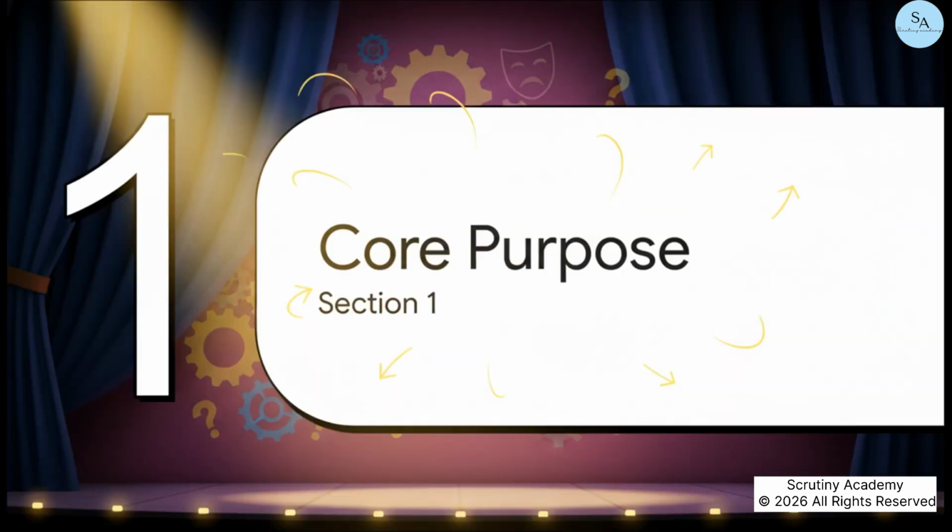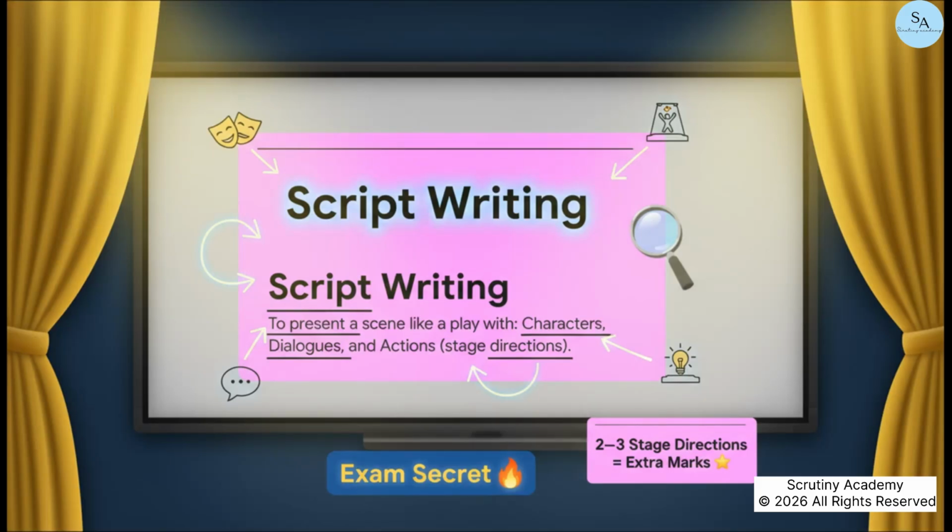Okay, first things first, let's talk about the absolute foundation, its core purpose. Before you can master the rules, you've got to understand why a script is written in such a specific way. And the answer is simple. Your job isn't just to tell a story, it's to create a scene that feels like a real play happening on a stage. So you're not a storyteller here, you're the director. You're giving instructions to your actors, through characters, through dialogues, and, this is super important, through actions, which we call stage directions. If you just think of it that way, the whole format will suddenly make perfect sense.